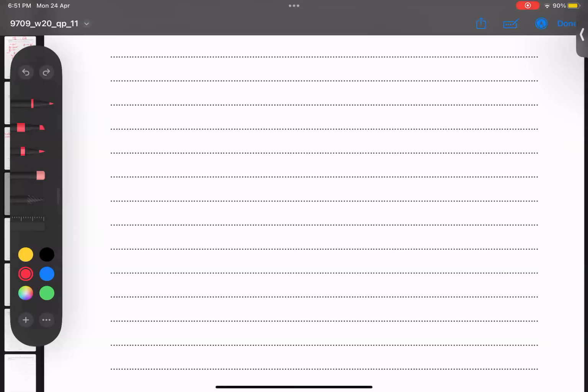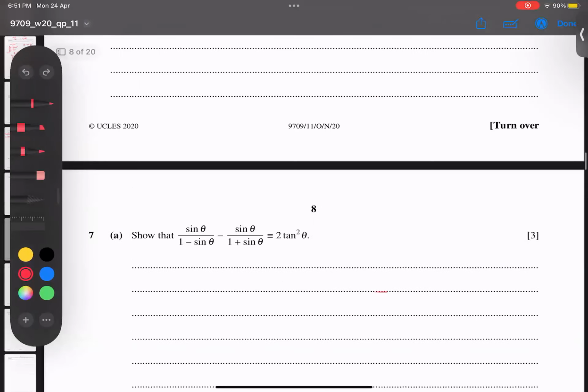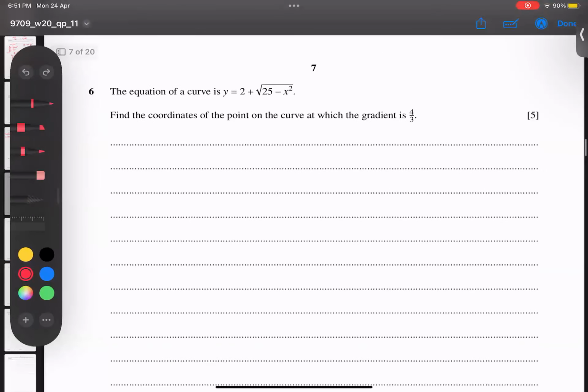And when you talk about the next part, question number 6. Equation of curve is given. We're looking for the coordinates of the point where the gradient is 4/3. So let me tell you, gradient and derivative have the same meaning. In short, I have to go for differentiation.